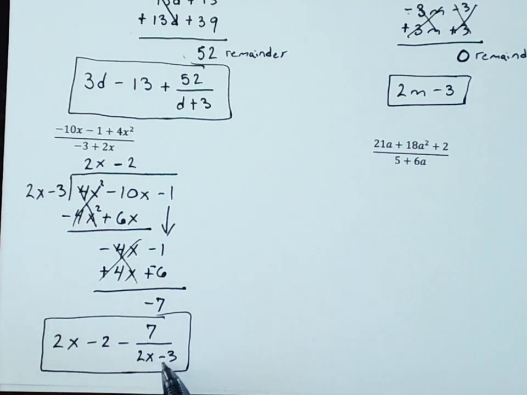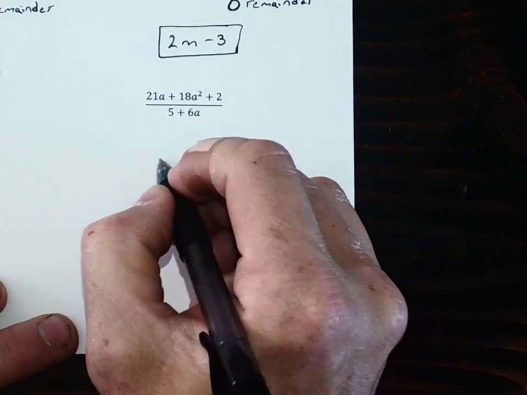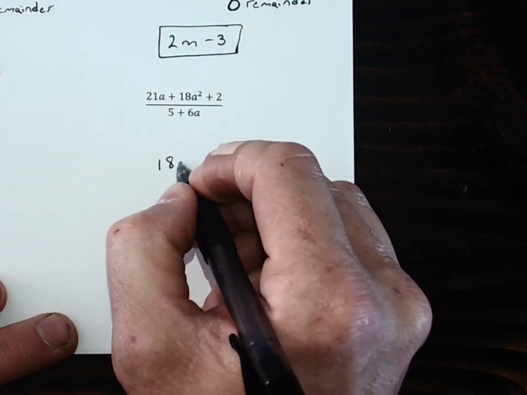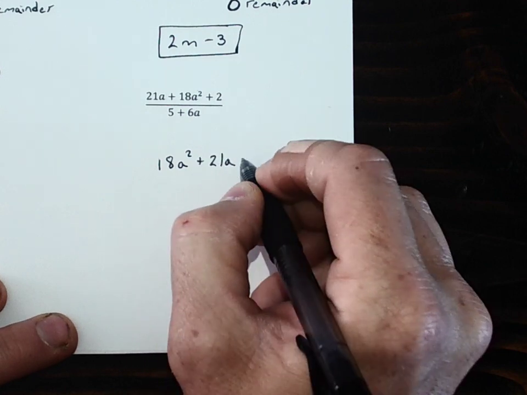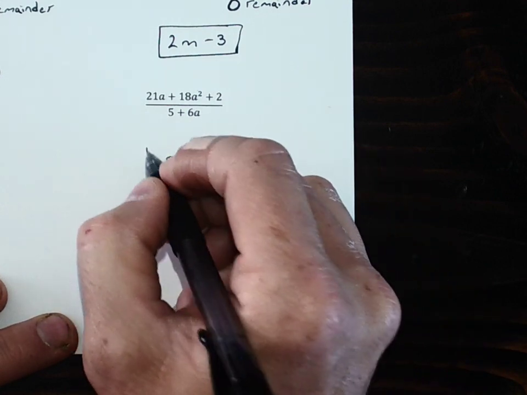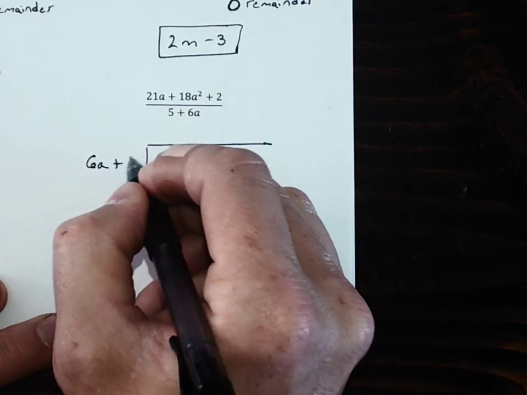The remainder remains over what was doing the dividing. Try it again. Write it in standard form. 18a squared plus 21a plus 2 is being divided by 6a plus 5.